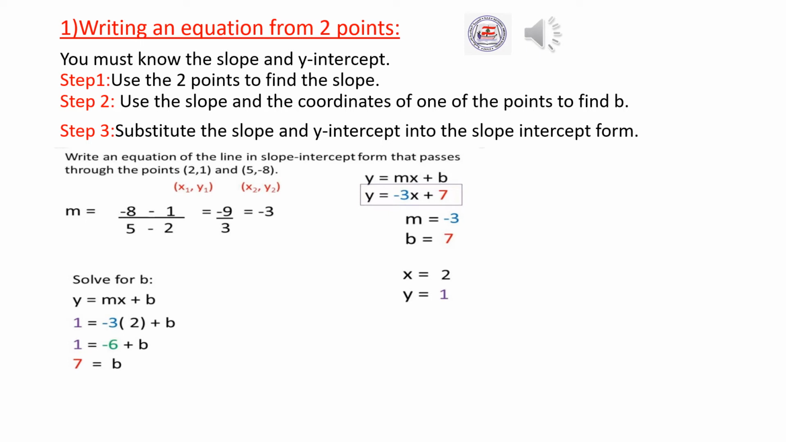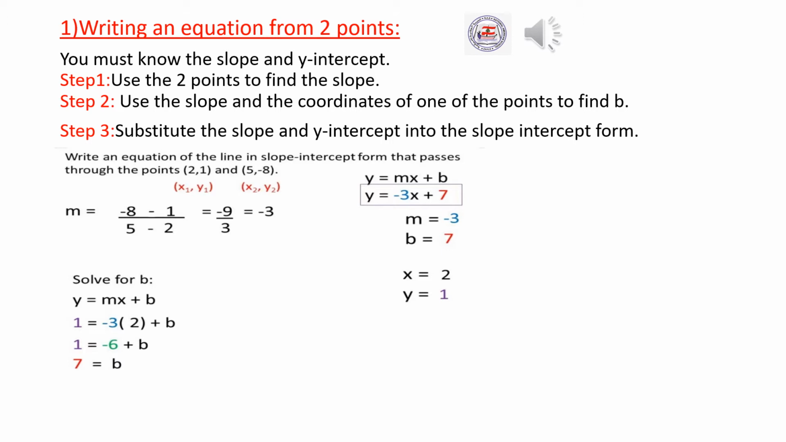What must you know to write the equation of a line in slope-intercept form? You must know the slope and y-intercept. How can you determine the slope of the line? You can substitute the points into the slope formula, y2 minus y1 over x2 minus x1.